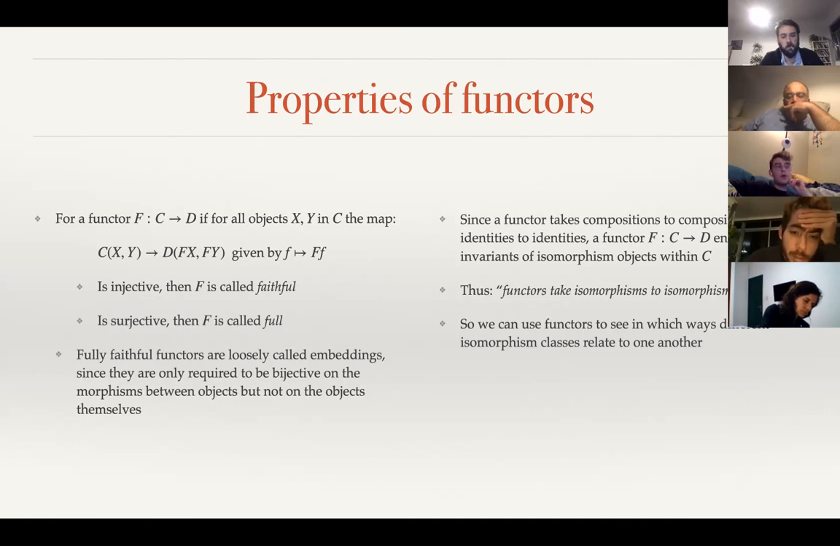For example, in topology, the notion of isomorphism is homeomorphism, which is what people often mean when they say that a topologist can't tell the difference between a coffee mug and a donut. What they mean is that in the category Top of topological spaces, two topological spaces are isomorphic if there's a homeomorphism between them, which is a continuous bijection where the inverse is also continuous.